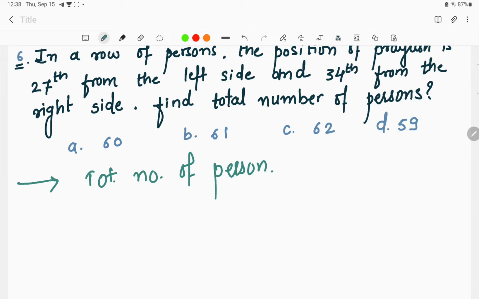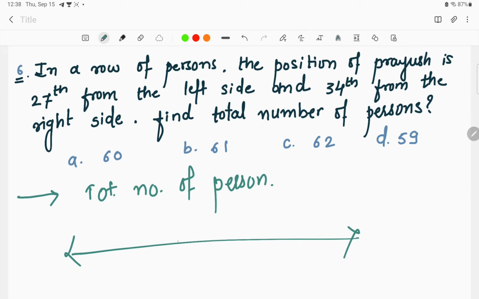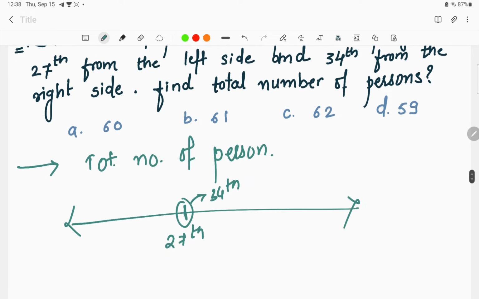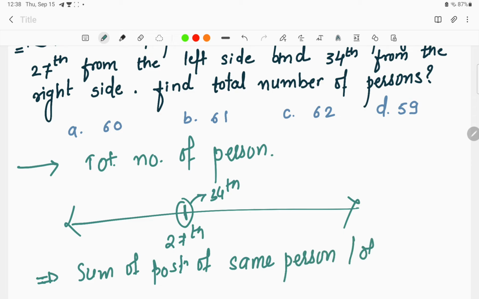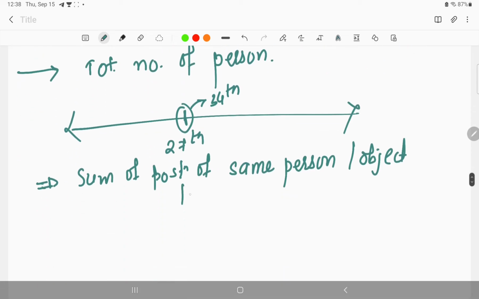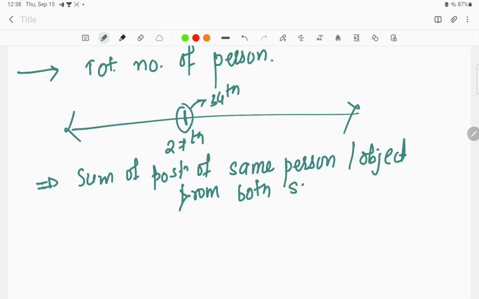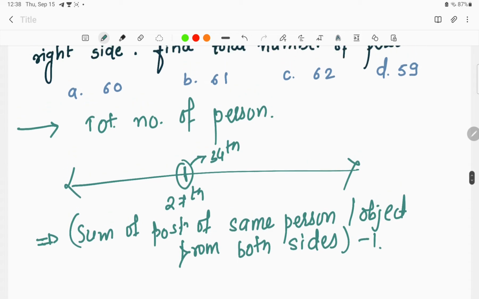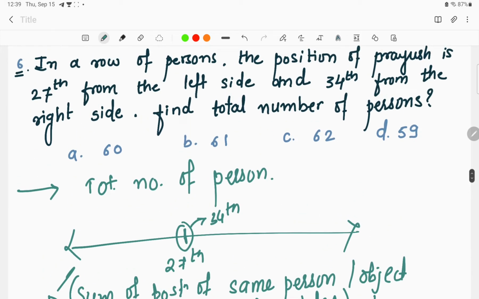Whenever such questions are asked, that is, in a particular row the position of Prayush is 27th from the left side and 34th from the right side, the formula for this type of question is the sum of the positions of the same person or object from both sides, minus 1. This is the formula we apply whenever a particular person's or object's position is given.